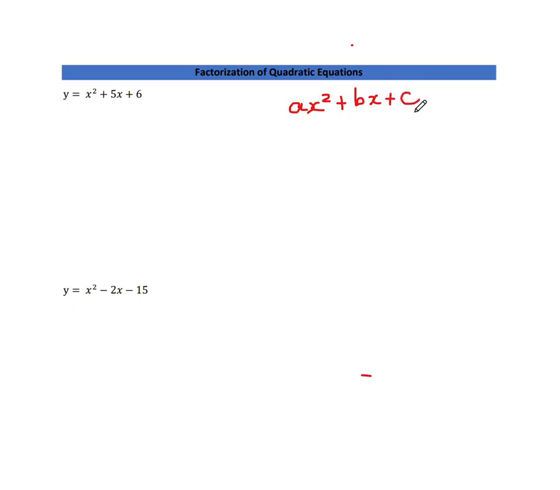A quadratic equation in this form is said to be in its standard form, where you realize here a is the term multiplied by x squared, b is the term multiplied by x, and c is our constant.